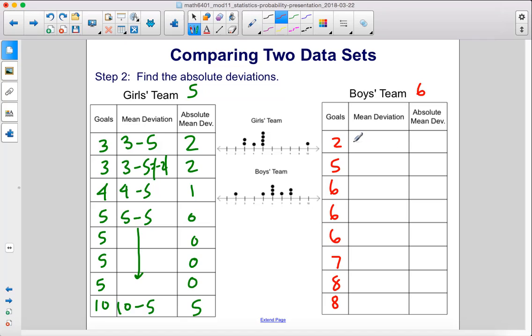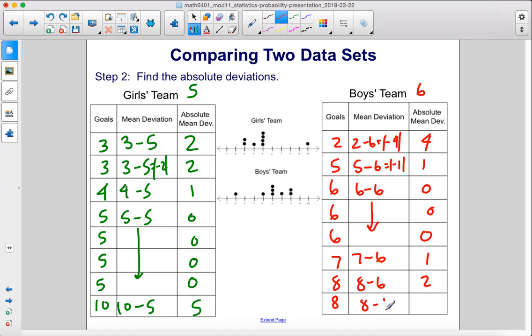Alright, over here we have 2 minus 6 equals negative 4, and then we take the absolute value, we get 4. 5 minus 6 gives us negative 1, take the absolute value, gives us 1. 6 minus 6 gives us 0 for all 3 of those. Then we have 7 minus 6 gives us 1. 8 minus 6 is 2. Same with that one. Alright, then we move on to the next slide.